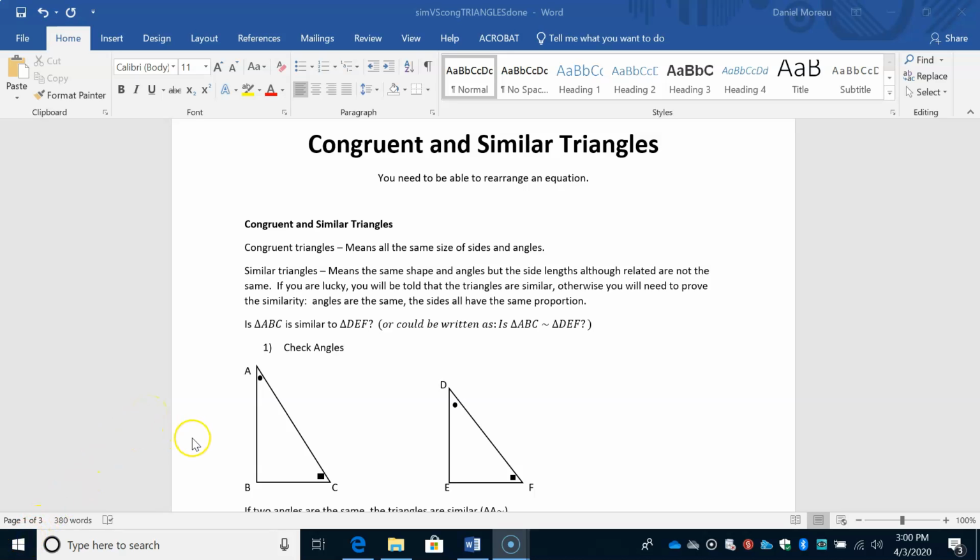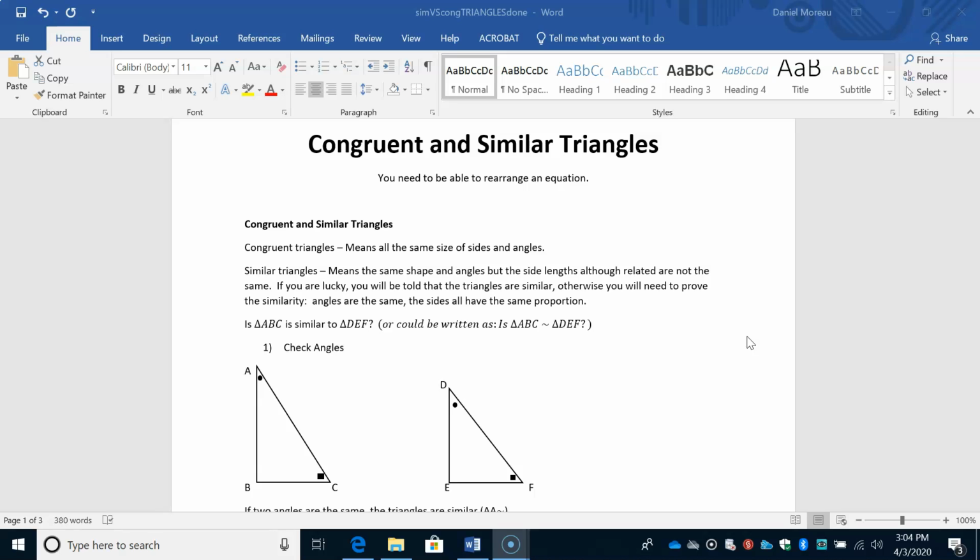A congruent triangle means exactly the same. Congruent triangles have all the same size of sides and of angles. Similar triangles mean the same shape and angles, but the side lengths, although related, are not the same.